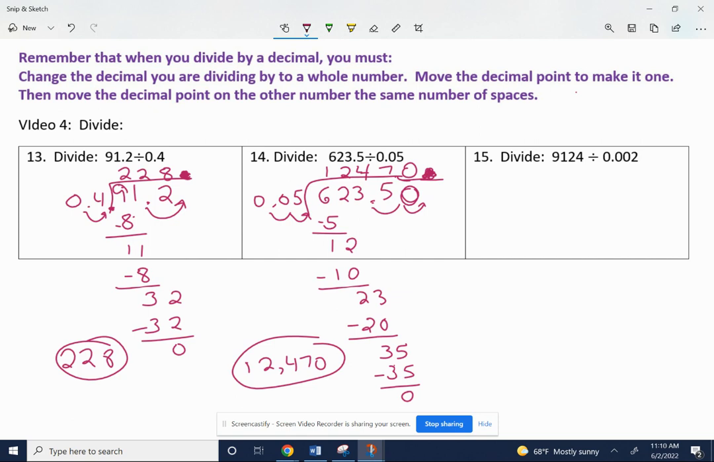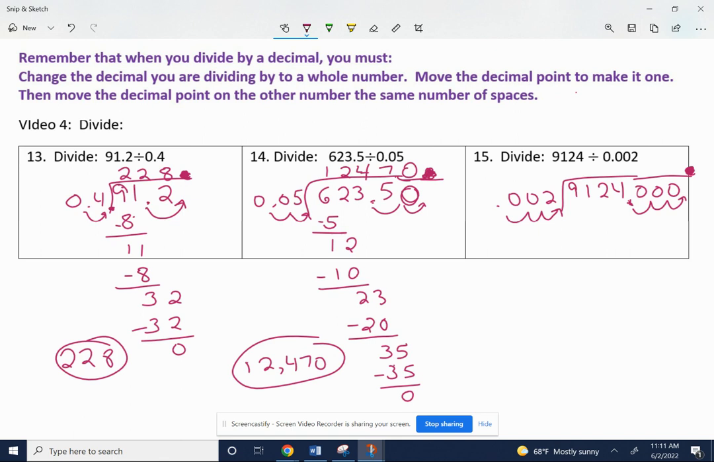Okay, the last one, 9,124 divided by 0.002. I need to move the decimal 3 to the right. So I need to move the decimal point on this other number, which is understood to be after the 4, 3 to the right. So I'm going to stick 3 zeros in there. I'm going to put the decimal point right above so I don't mix it up.